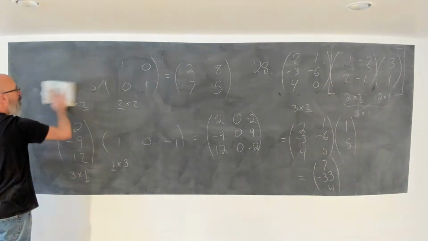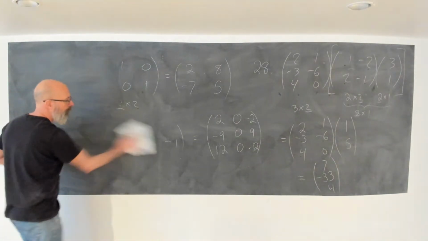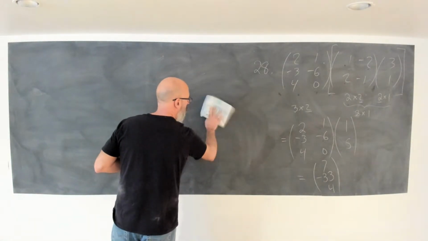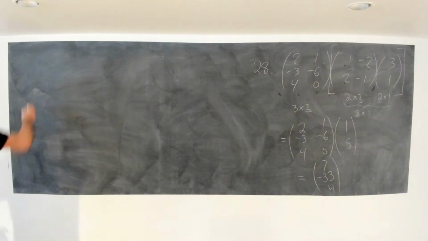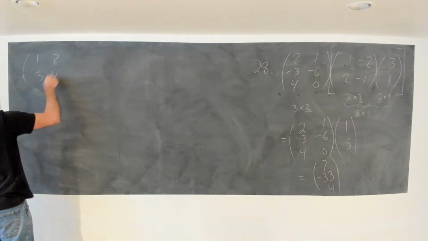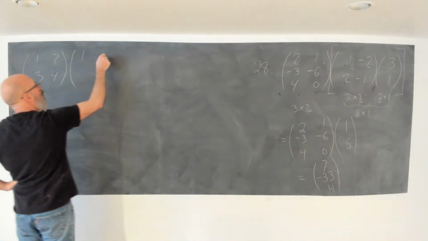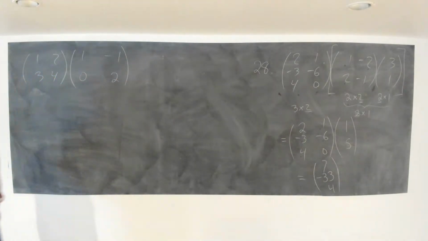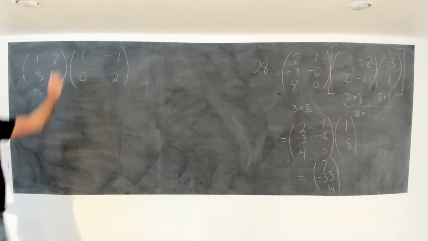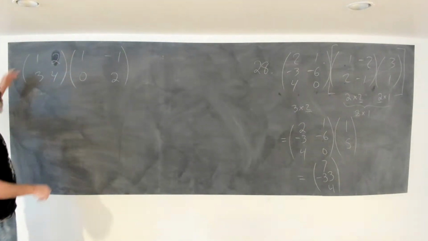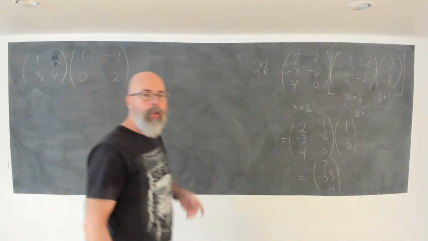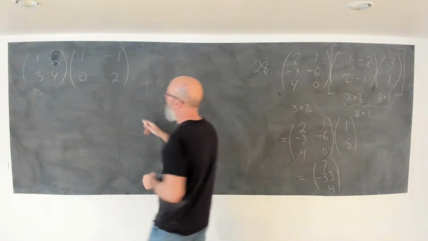Consider the following example. Suppose you take 2 random matrices. Let's take 2 by 2 matrices: 1, 2, 3, 4, and 1, minus 1, 0, 2, let's say. Both of these are 2 by 2, so of course the multiplication is defined. Let's do the multiplication and see what happens.